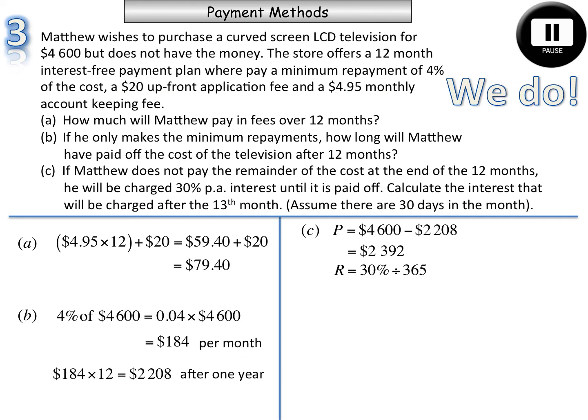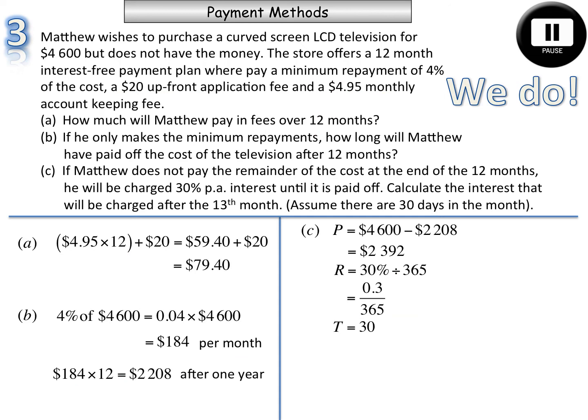The interest rate is 0.3 divided by 365. I'm going to express it as a fraction. In the previous question, I actually did 0.3 divided by 365 and got a long decimal answer. Now I've just left it as a fraction, just to do the calculation a little bit quicker.